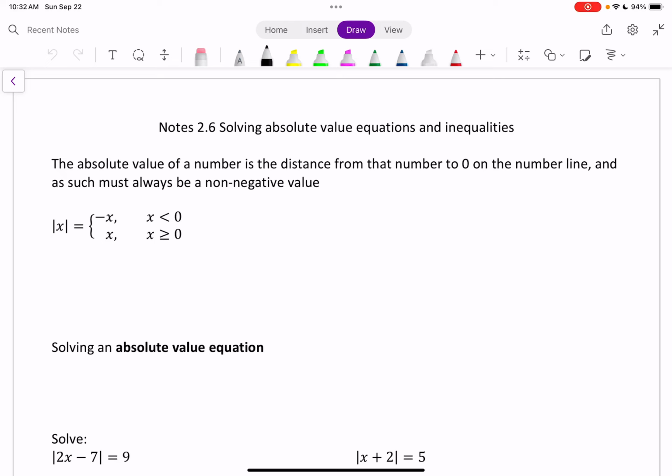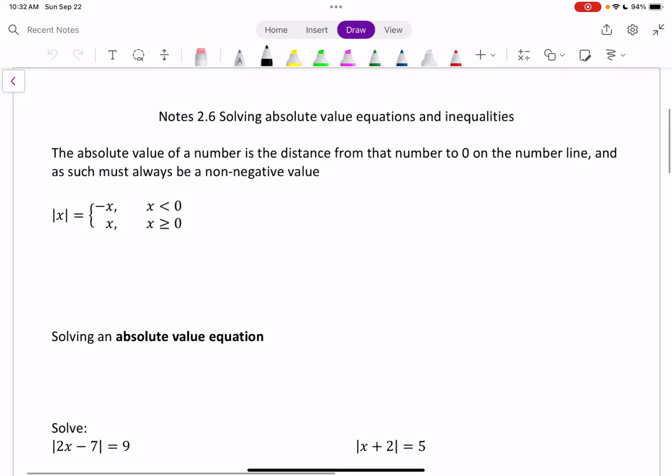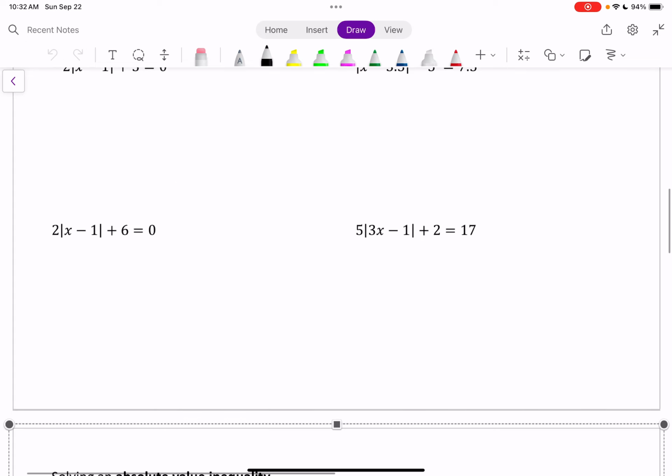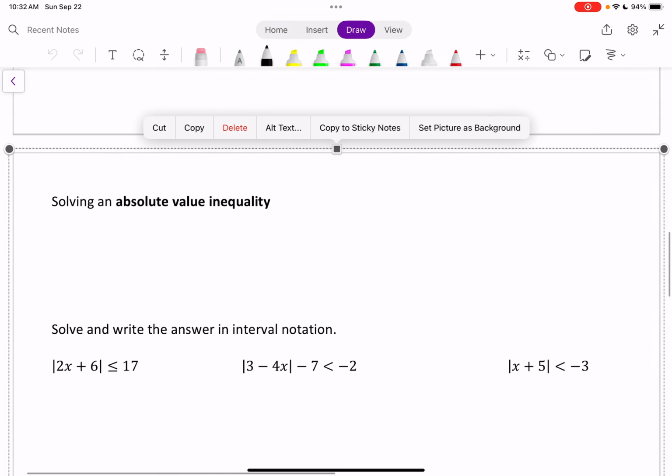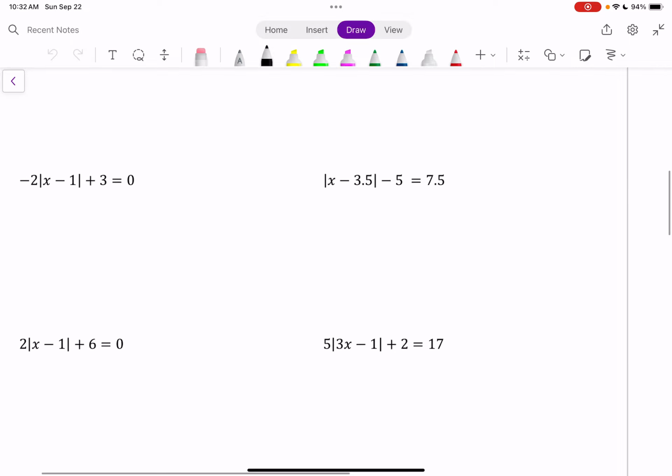All right, class, welcome to section 2.6, solving absolute value equations and inequalities. So we are done with the linear functions. If you've noticed, we took it nice and slow with solving linear equations, looking at linear equations in two variables, and then moving on to the functions. Same thing, we are going to start with absolute value equations and absolute value inequalities in one variable.